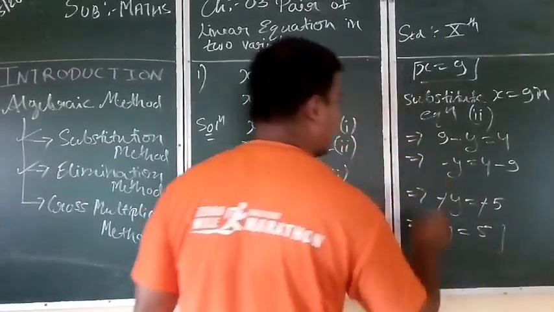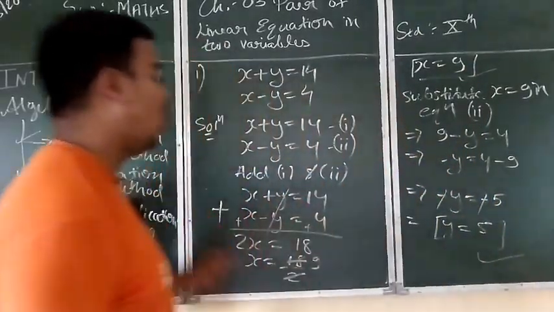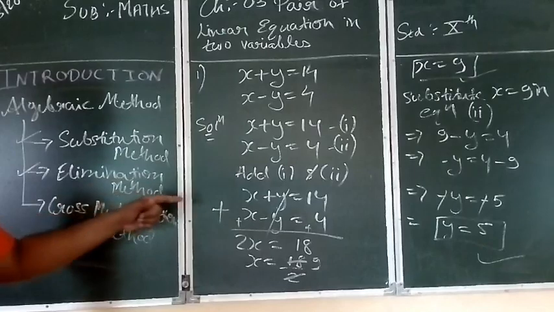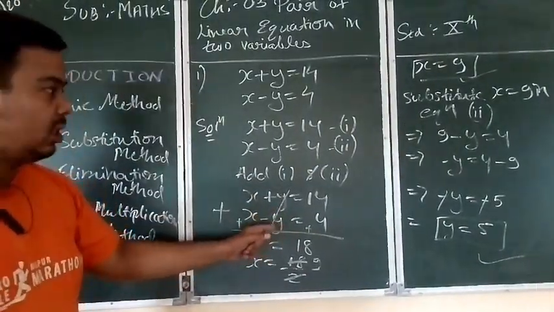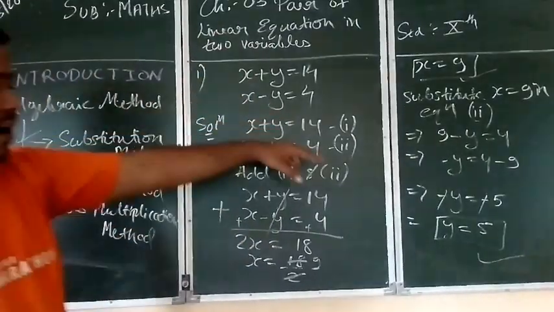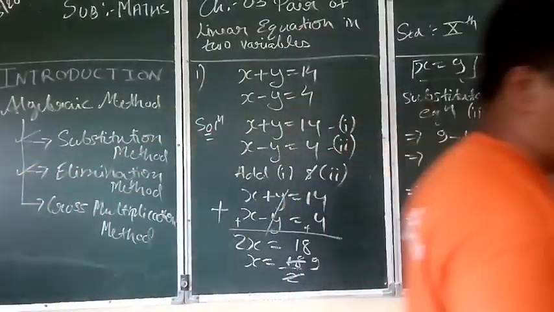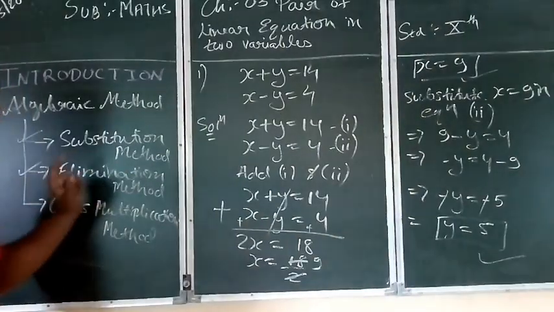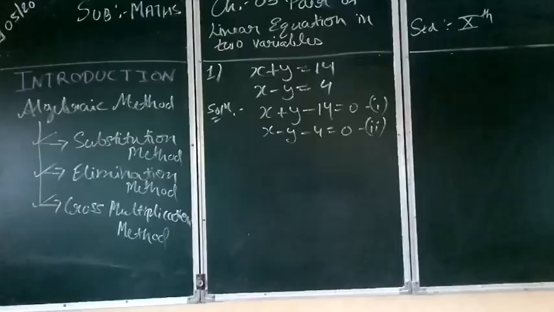Again, same answer: x equal to 9 and y equal to 5. Only we changed the method. It is the elimination method. It means here we cancel one variable first, then find any one variable, then find the second variable. Okay. So you understood now substitution and elimination. Let's solve more examples.